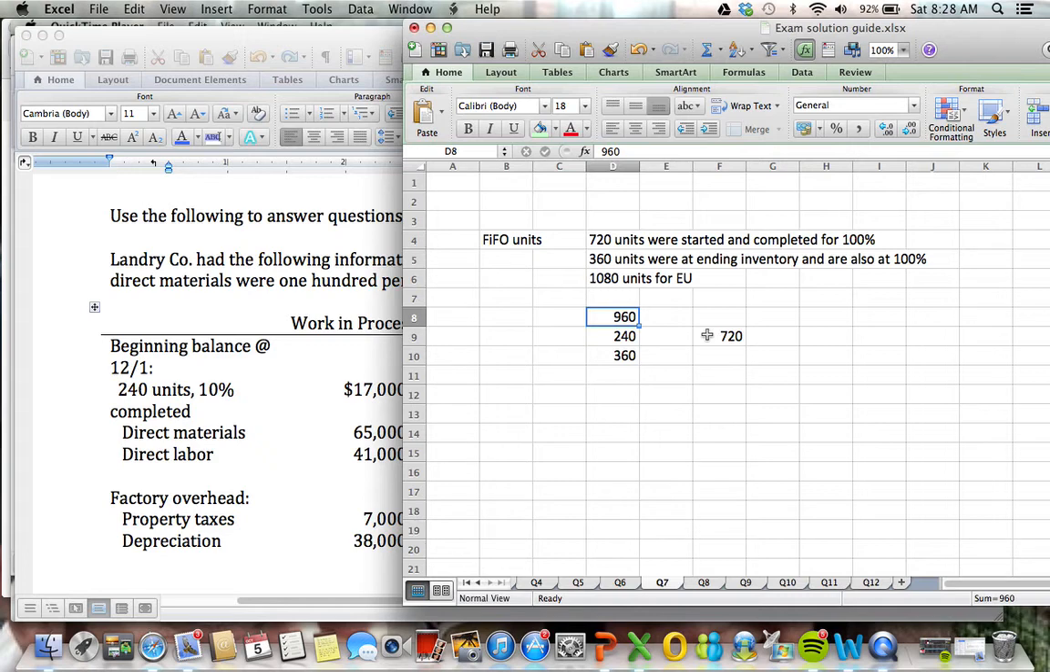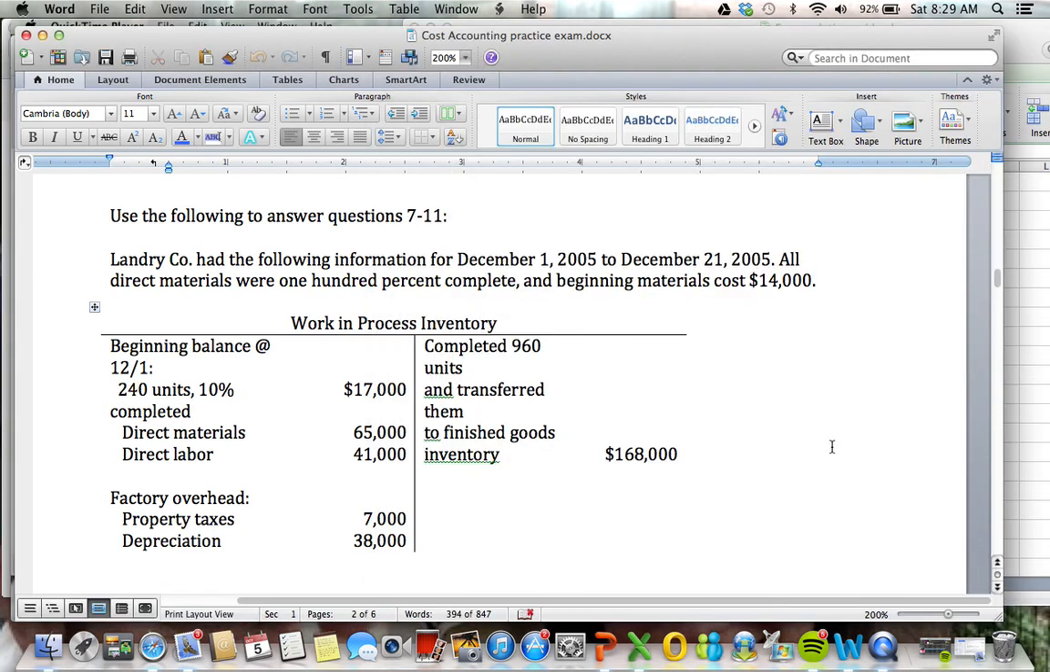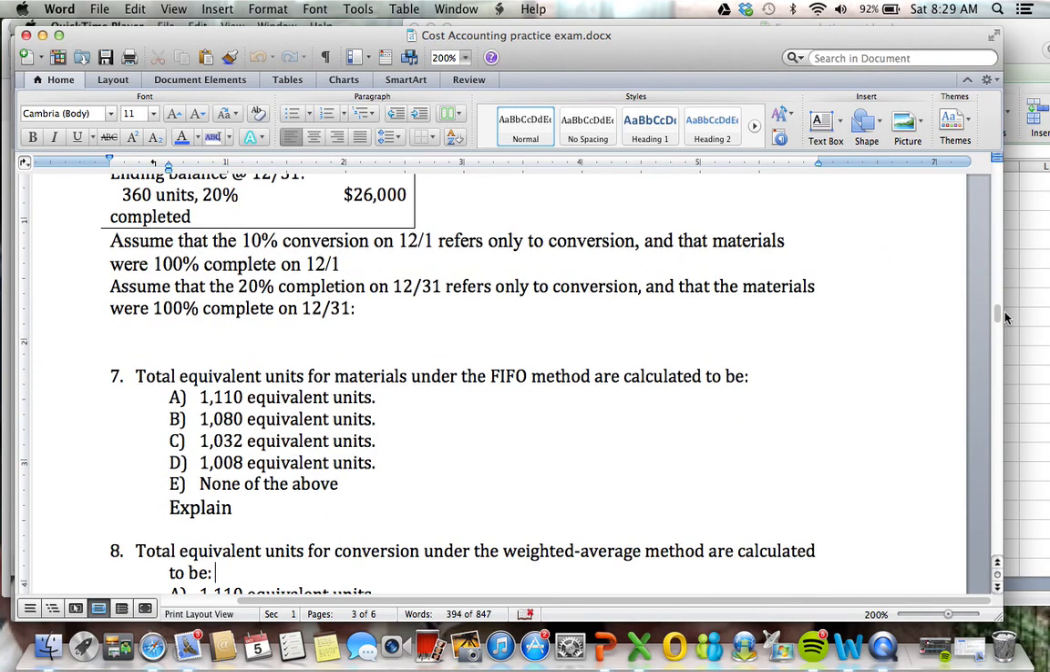So the answer here is going to be for FIFO. The 720 is 100% complete, and the 240 we don't count because it was 100% complete to begin with. So what we do count for FIFO is this 360, which is 100% complete. So the answer for this one is 1080. And we go back to the problem. The answer is going to be B.